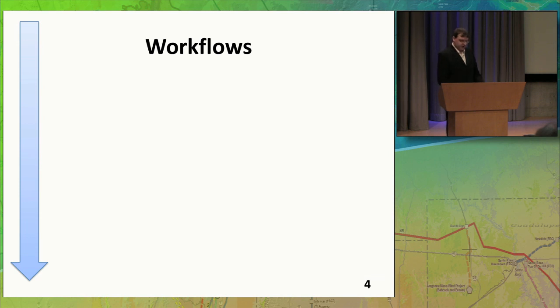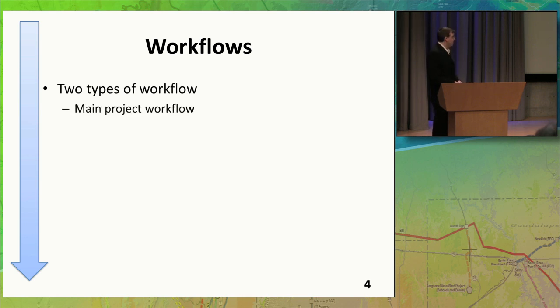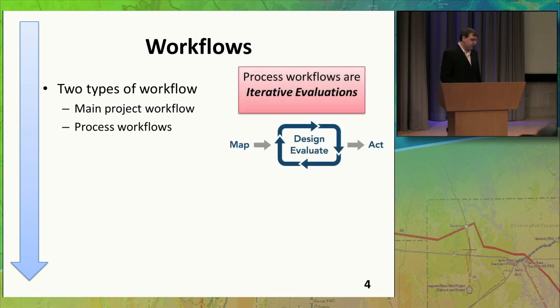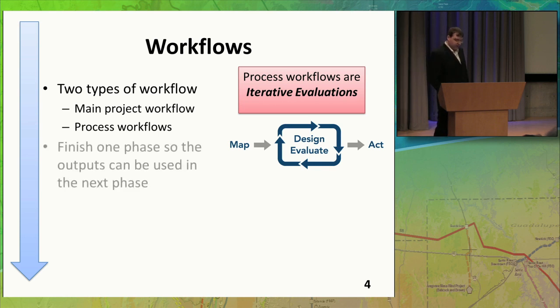So there really are two types of workflow that take place in our office. Firstly, a main project workflow, which is linear and with defined start and end points, often designated by the client and the project's terms of reference. Secondly, there are process workflows that are often the small iterative evaluations associated with particular tasks. These might be population modeling in spreadsheets, or at the detailed design stages, they include sketching and CAD work. We generally finish one phase of a project and use the outputs of that to inform the next stage.